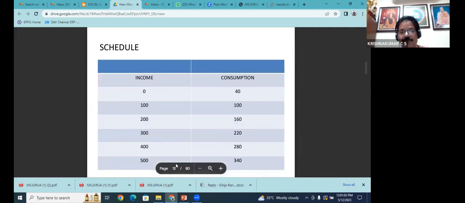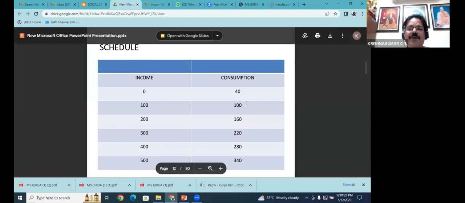At zero level of income also, there is consumption. It is what we call autonomous consumption. It is nothing but the consumption of basic goods and services which are needed for a person to stay alive. And mostly that amount is taken from past savings, whatever they saved in the past, or dissaving we can call it. And as income increases, the consumption also increases.